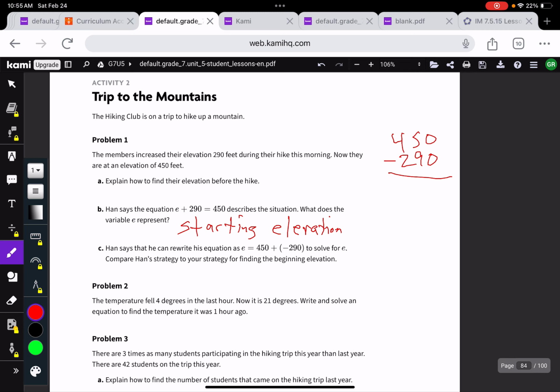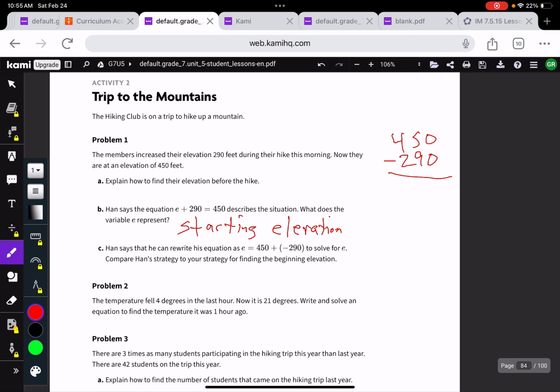So if we said E plus 290, notice question A is the question, B is the equation. These equations are very important to try to understand because this is what we're going to be doing for the rest of the year and pretty much all of 8th grade. So the starting elevation is E. E plus 290 equals 450. So E stands for the starting elevation.